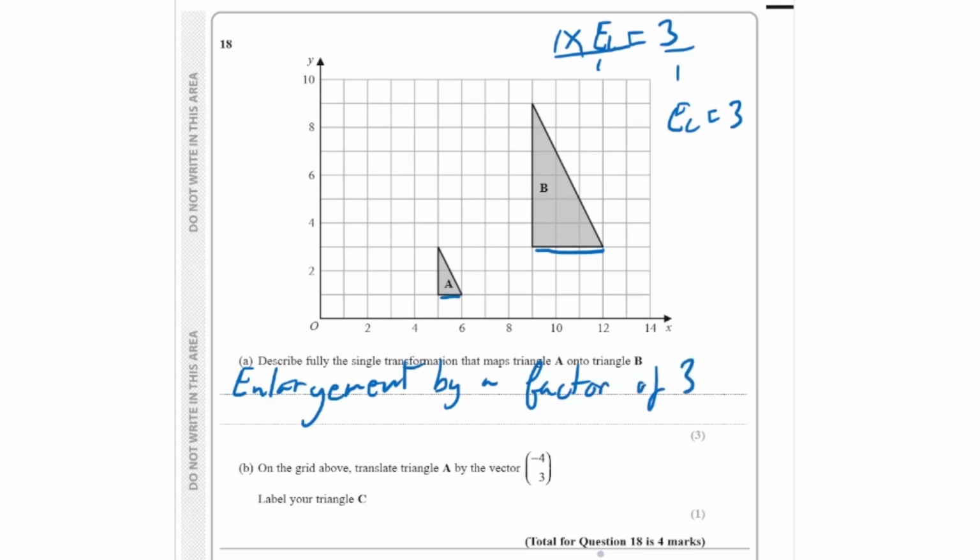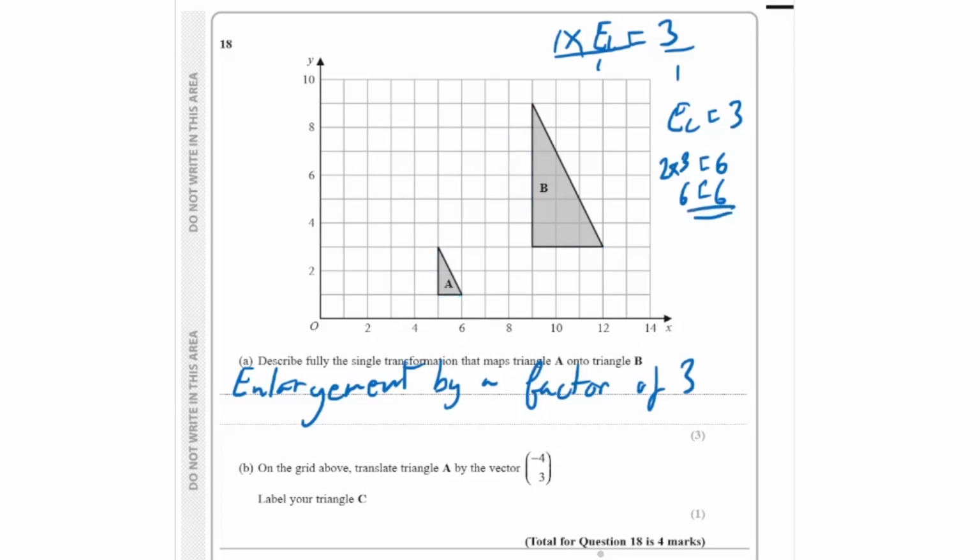We can check this by looking at the sides of A and B. So the side of A is 2, and then the side of B is 3. Wait, the side of B is 6. So we can check this. 2 times 3, is it equal to 6? Let's see. 2 times 3 is 6. Is this equal to 6? Yes, this is correct. Okay.